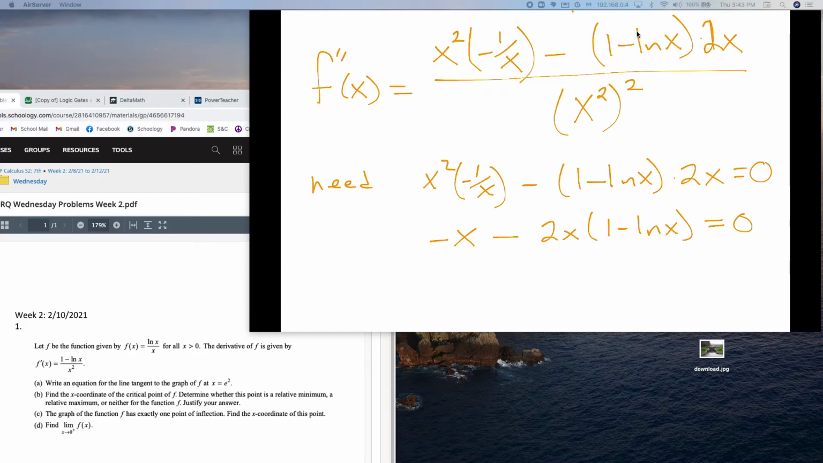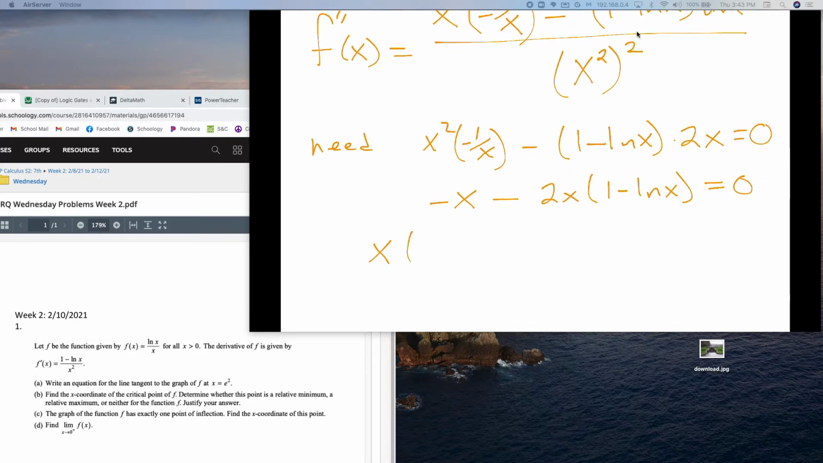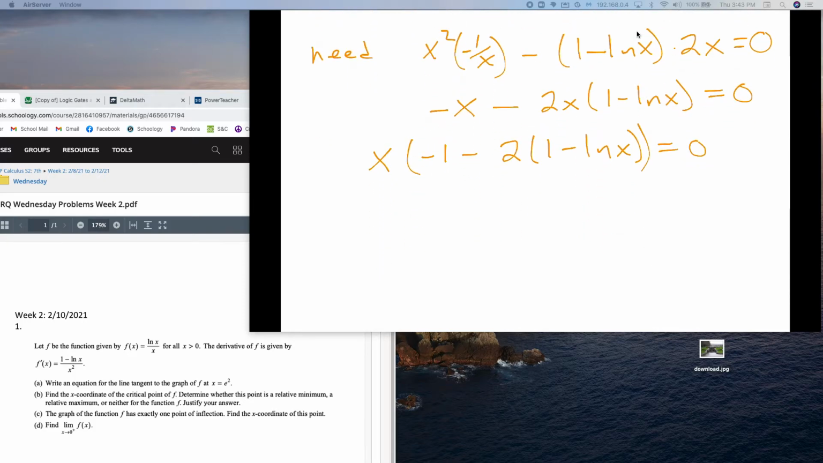And when I think about what I have here, if I factor out an x, I get negative 1 minus 2 times 1 minus the natural log of x equals 0. Well, we know that x equaling 0 is going to be 1. We also need to figure out, when is this equal to 0? So we have to do some simplifying.